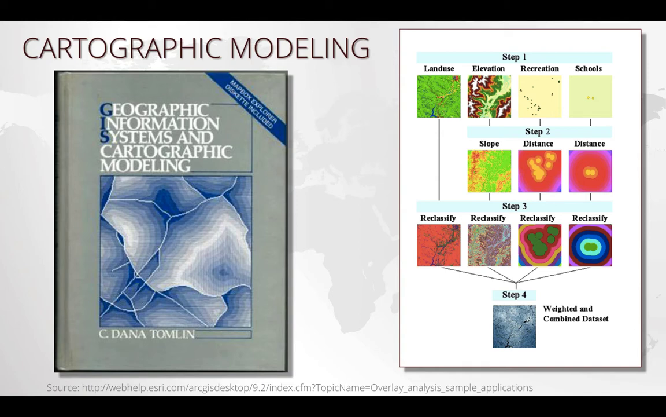But the idea is we take a number of different layers or themes about our landscape, like land use, elevation, recreation, and schools. We do some GIS functions on them, like buffering to distances from schools or recreational areas. We might calculate slope areas because we might not want to build on steep slopes. And then in this set, we're doing a reclassification step to make those three input layers comparable, or four because we're bringing land use into it.